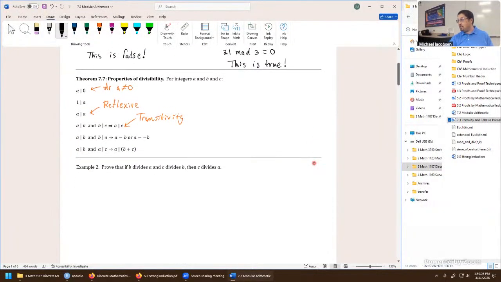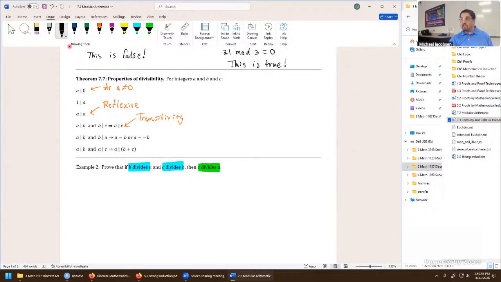So let's say here, we're going to prove if B divides A and C divides B, then C divides A, but let's rewrite this statement just to get a different view of it. B divides A, C divides B, then C divides A.